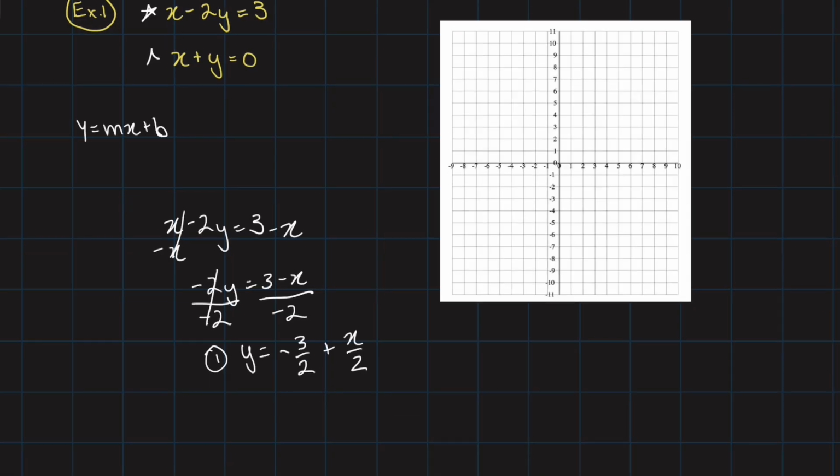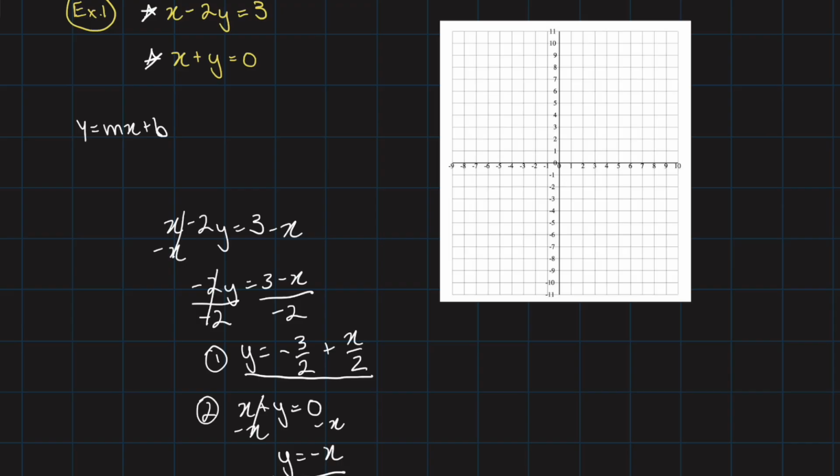Now, this second equation is a lot simpler. We have x plus y equals 0, and then we just move x to the other side, and that gives us y equals negative x. That's our slope-intercept form for equation 2. Now, to graph it, we just put values into x to get y.